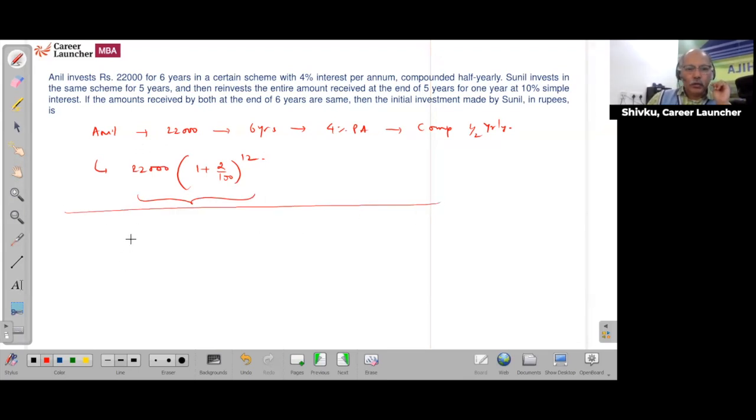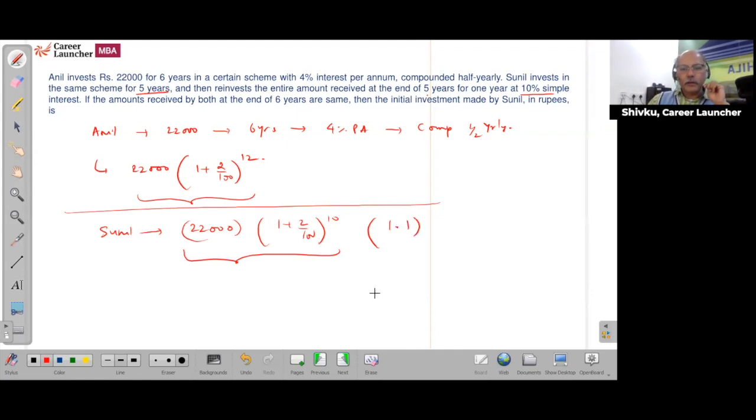What did Sunil do? Sunil invested the same in 5 years. However, at the end, whatever he received, he put it on a simple interest of 10%. So Sunil is going to get 22,000 into 1 plus 2 by 100 to the power of 10. So this is what he got as the amount at the end of 5 years, into he invested for 1 year at a simple interest of 10%. So this is the total amount.